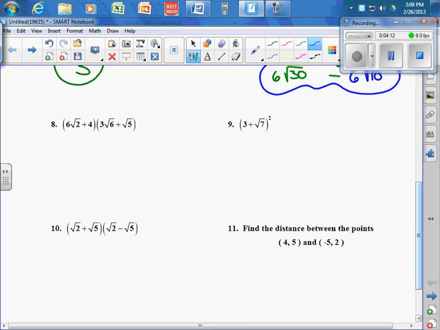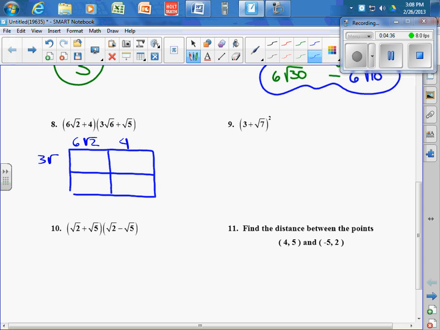In number 8, 6 radical 2 plus 4 times the quantity 3 radical 6 plus 5. I'm thinking window panes here. Because I have a binomial times a binomial, I'm going to be using window panes. And to do that, I'm going to be taking 6 radical 2, putting it on top, 4 here, 3 radical 6 on the side, and radical 5 here.